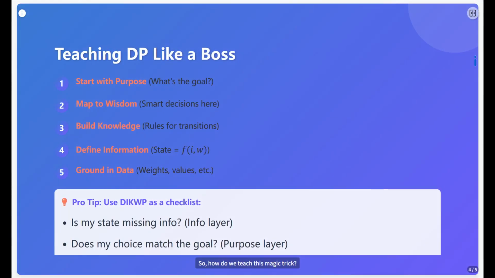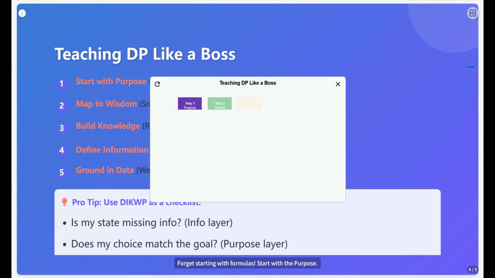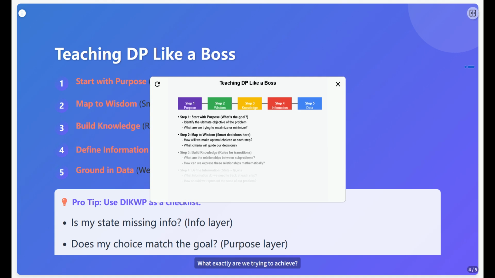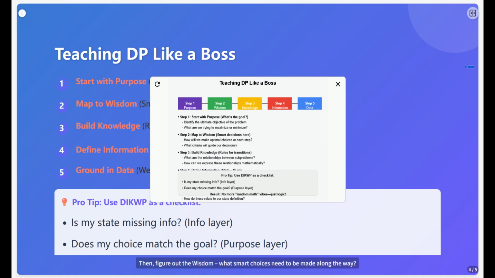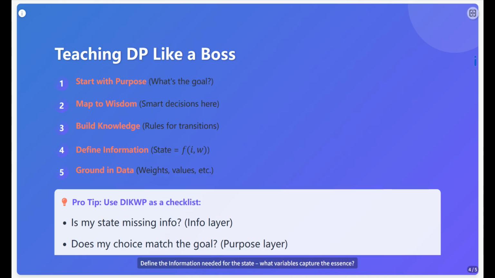So, how do we teach this magic trick? Forget starting with formulas. Start with a purpose. What exactly are we trying to achieve? Then, figure out the wisdom. What smart choices need to be made along the way? Next, dig into the knowledge. What are the underlying rules or patterns? Define the information needed for the state. What variables capture the essence? Finally, ground it in the data, the raw input.